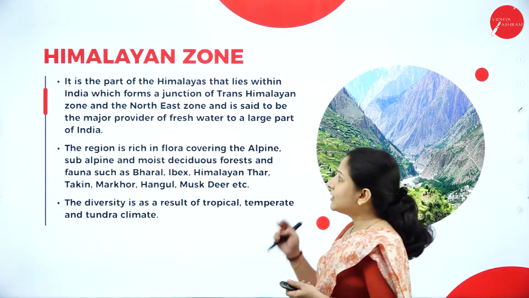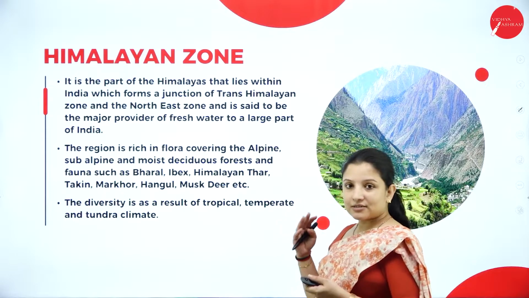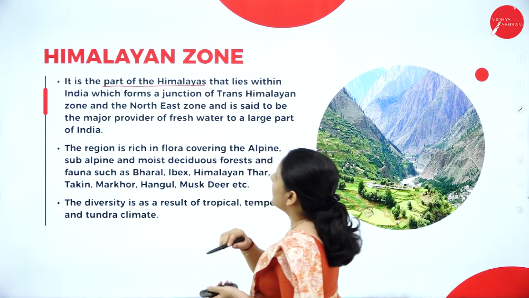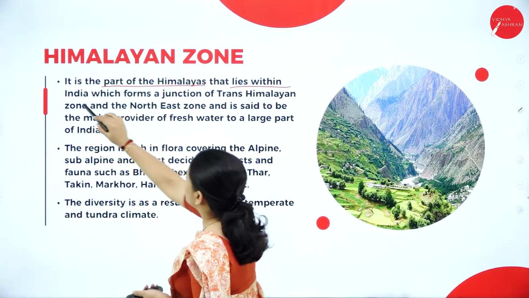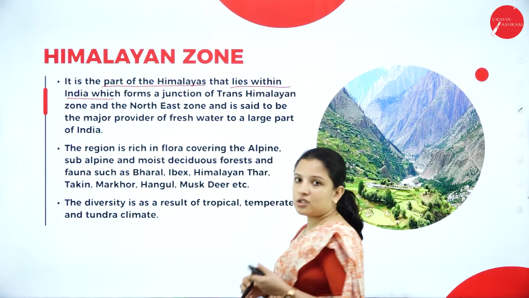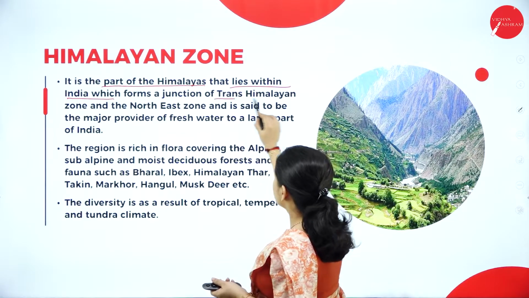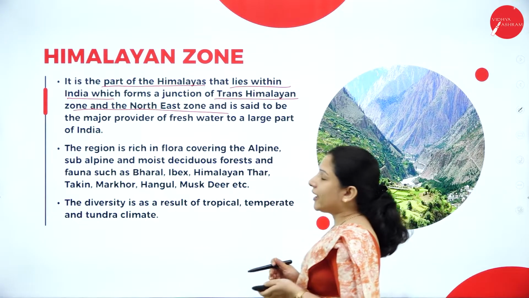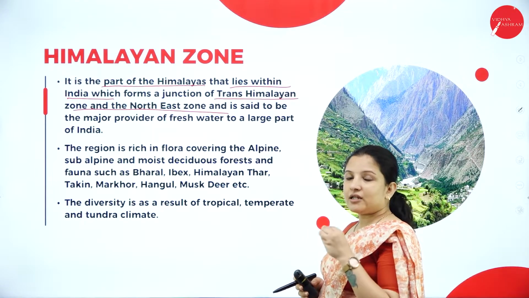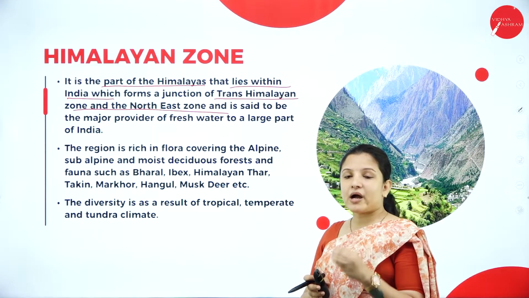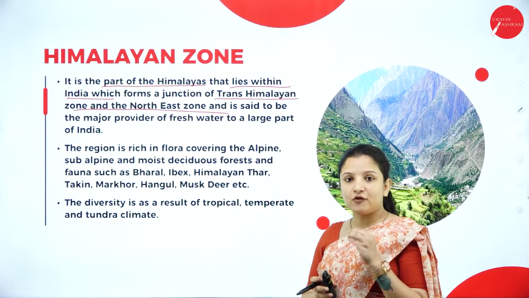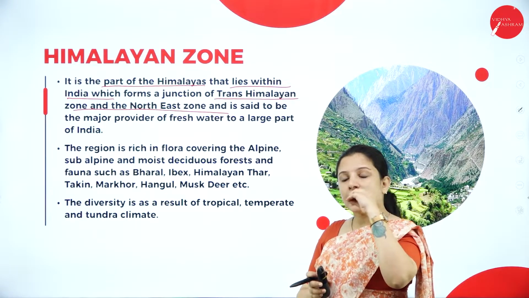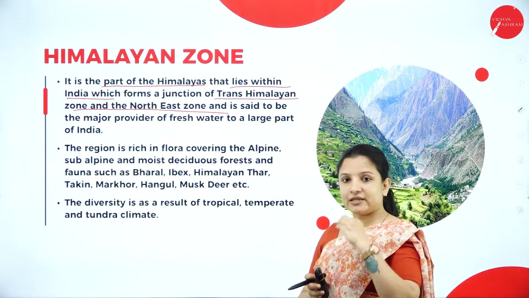Next, moving to the Himalayan zone. It is a part of the Himalayas. This zone lies completely within India, and it forms a junction between the Trans-Himalayan zone and the northeast zone of India. This zone is said to be the provider for all the rivers flowing in the country, because there the ice melts and forms streams and the rivers.